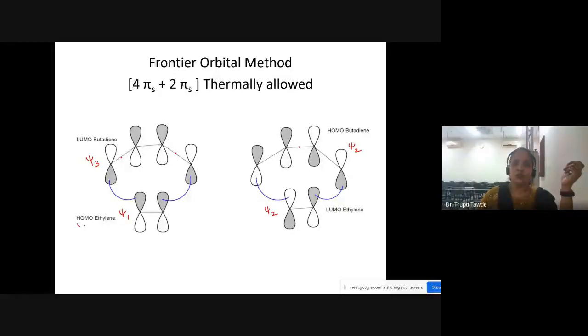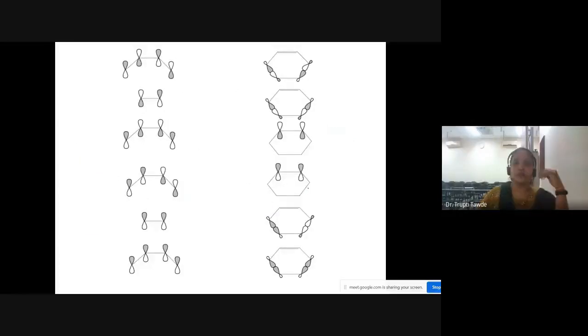So when the diene and the dienophile are going to interact, there are two ways possible: either the HOMO of ethylene interacts with the LUMO of butadiene, or the LUMO of ethylene combines with the HOMO of butadiene. Any interaction can be possible, and these are thermally allowed interactions. Orientation-wise it is the appropriate one. We can try this with orbital diagrams also.